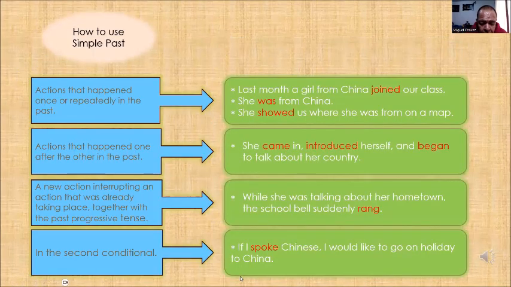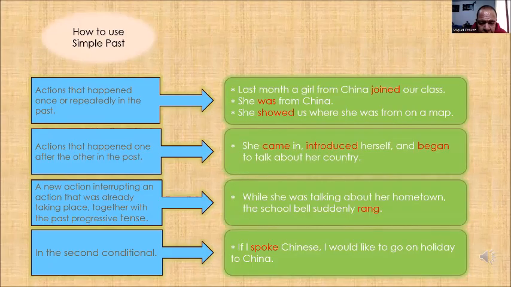We begin by saying that the simple past tense, also known as the past simple, expresses completed actions in the recent and distant past. The simple past is the basic form of the past tense in English. We use it for actions that happened once or repeatedly in the past.